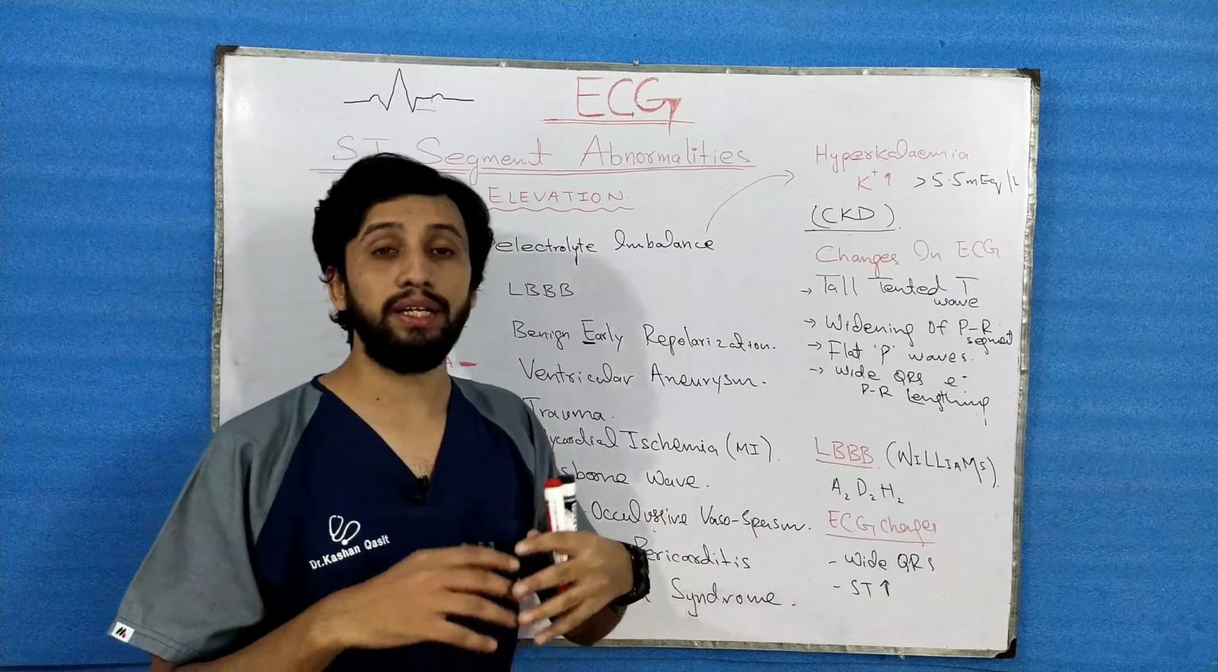So these are the two conditions we have discussed. Number one is electrolyte imbalance, then we discussed left bundle branch block. Now we will discuss benign early repolarization, in which you will notice ST segment elevation. So in both conditions we have noticed the changes in ECG and also the ST segment elevation. Now we will discuss benign early repolarization.